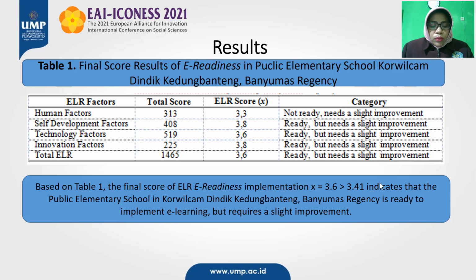Based on Table 1, the final score of E-Readiness implementation is 3.6. It means it's above 3.541. This indicates that the public elementary schools in Korwilcam Dindik, Kedungbanteng, Banyumas are ready to implement e-learning but require improvement.